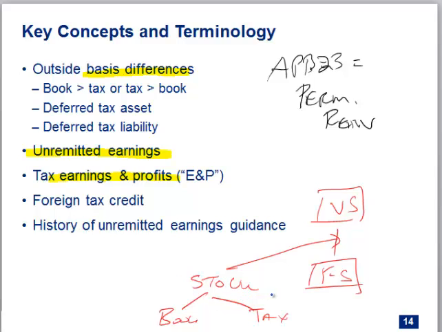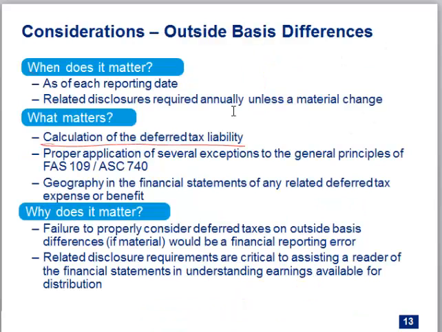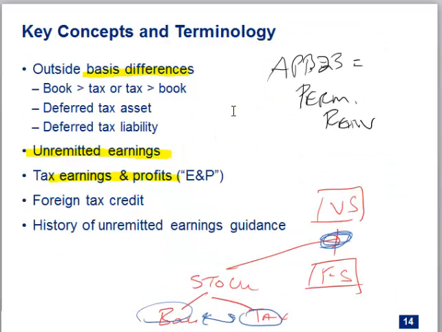Okay? But in general, you think, what is the asset? It's the stock in my sub. I have a book basis and a tax basis. Now, do I care if there's a difference? And the answer will depend on whether you're APB 23. Okay? Does that make sense?